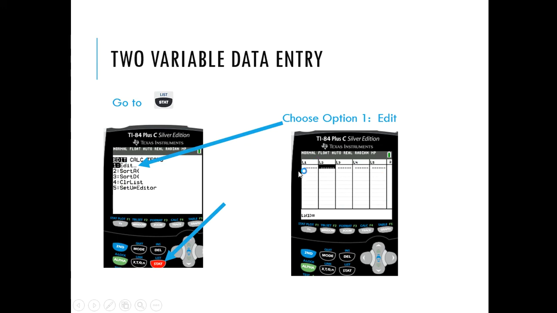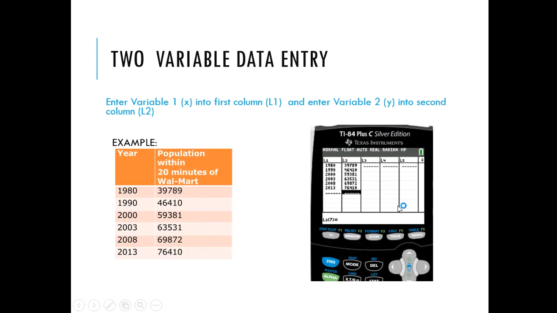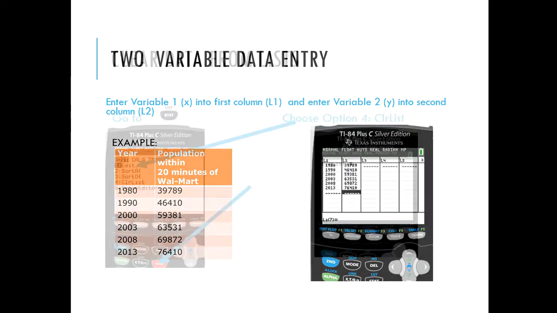I've got the first screen that I saw, and you have L1, L2, L3, L4. But this time, in L1 you want to put your X variable. If you're making a line graph, your first one is going to be the years, and you can see 1980 to 2013 is over here on this side. Then for the next one, my Y column, I have population within 20 minutes of Walmart, and you can see I put it here. So that's what you do when you have one and two variable data entry.